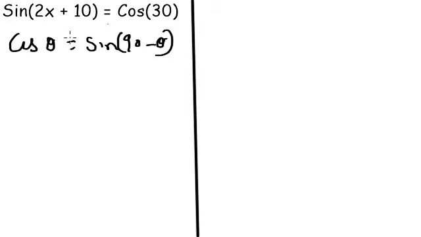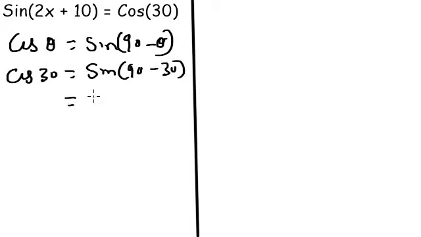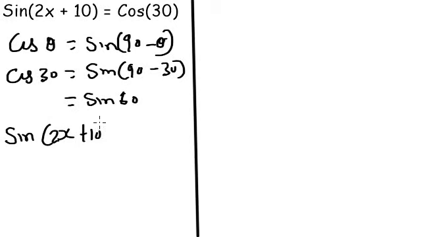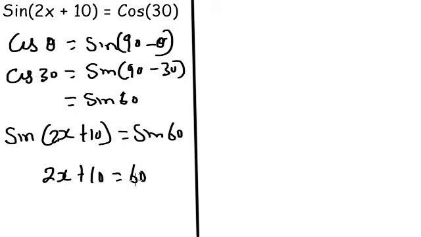So now, what I'm going to do is to consider cos 30 to be equals to sine 90 minus 30, which will end up with sine 60. So now, if cos 30 corresponds to sine 60, then I can substitute. So definitely, sine 2x plus 10 will be equals to sine 60. Now, for this statement to be true, then 2x plus 10 must be equal to 60.